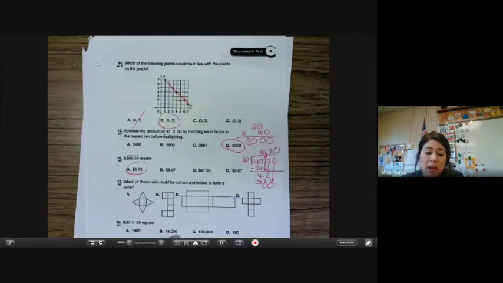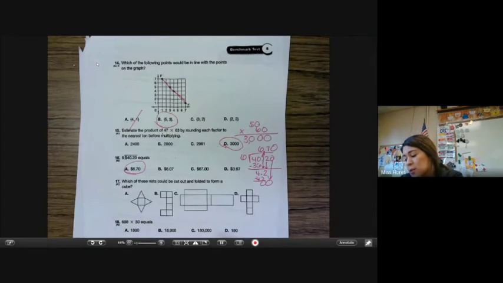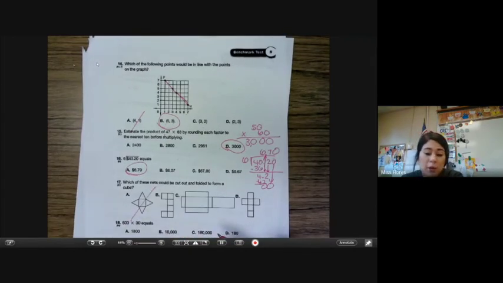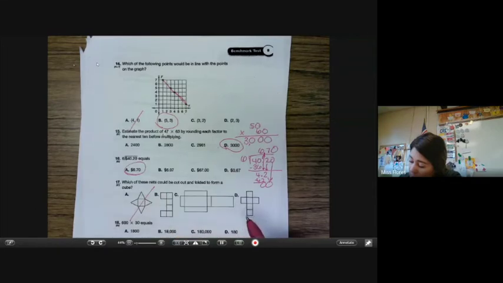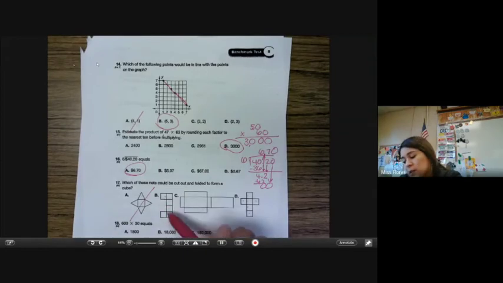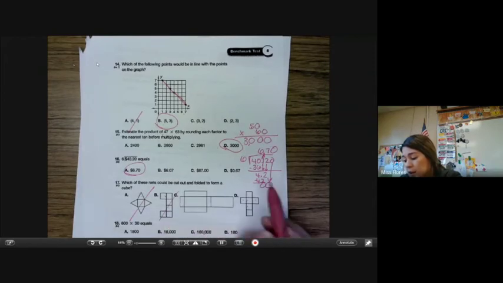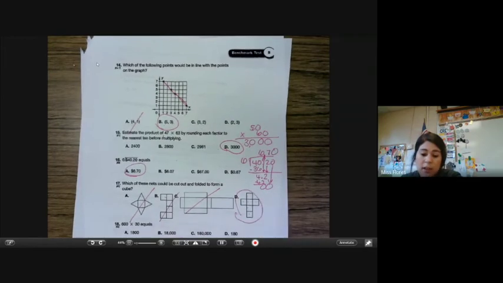All right, 17. Which of these nets could be cut out and folded to form a cube? Okay, so if we were going to cut all of these out and fold them up, which one would form a cube? Now, this would be a triangle, so that'd probably be more like a pyramid. Okay, this one would come up on this side, and this would go on this side, and this side. But it looks like 6, 1, 2, 3, 4, 5, 6. It looks like this side right here would also conflict with this side. So probably not B. And C is not even a cube. It's not a square. There's rectangles. So our answer would be D.